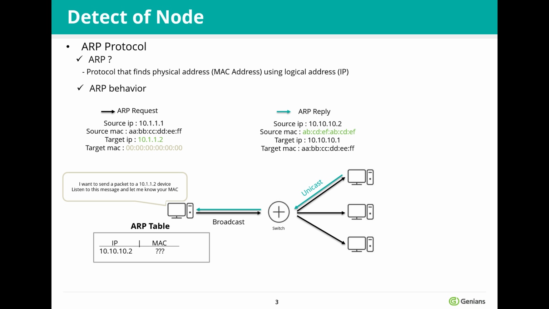For example, there is a PC with the IP address 10.1.1.1 and the MAC address AABBCCDDEF. The PC wants to know which other PC has which IP and MAC address. The PC sends an ARP packet to all devices in the same network subnet to communicate with the other PC.